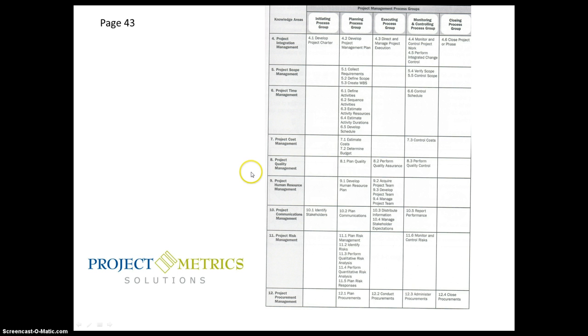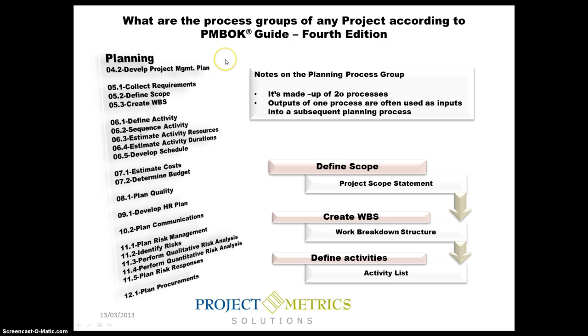The second stage is the planning process group. And again, I'd like you to use page 43. Here we see that I summarized it, and I hope you can do the same. It is made up of 20 processes. The output of one process is often used as input into a subsequent planning process.